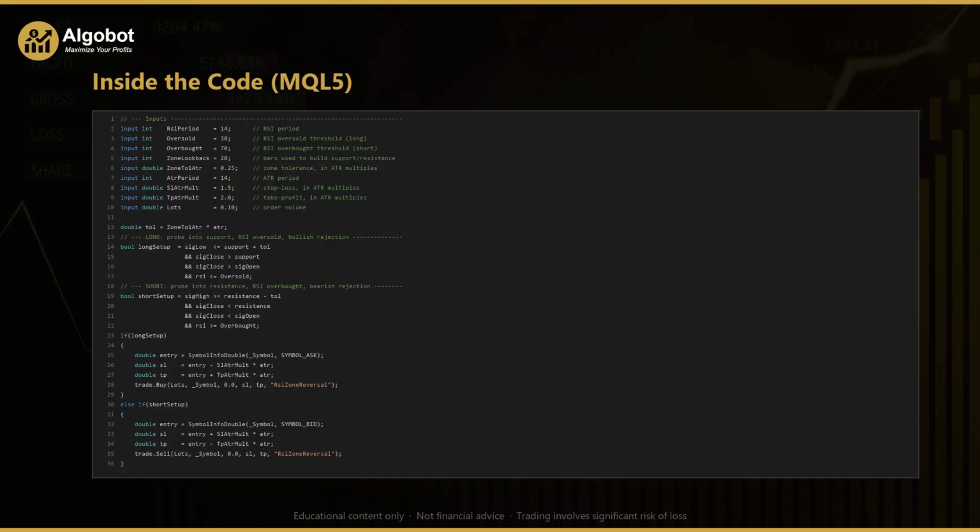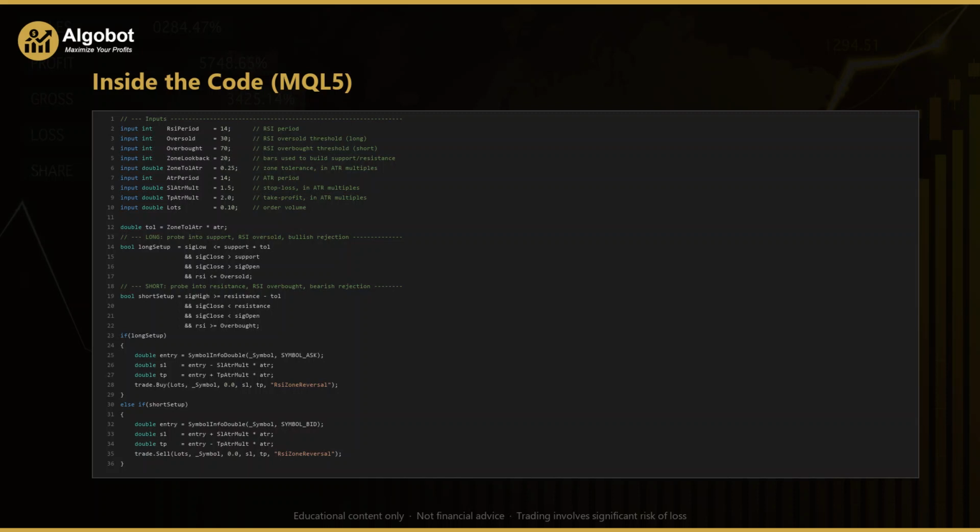Now look at the long block. The Boolean longSetup is true only when the signal candle's low has probed into support. Its close is back above the support floor. The close is greater than the open, so the candle is bullish, and RSI is at or below the oversold level. When all of that is true, the code reads the ask price, places the stop below entry at SlAtrMult times ATR, sets the target above entry at TpAtrMult times ATR, and calls trade.buy.